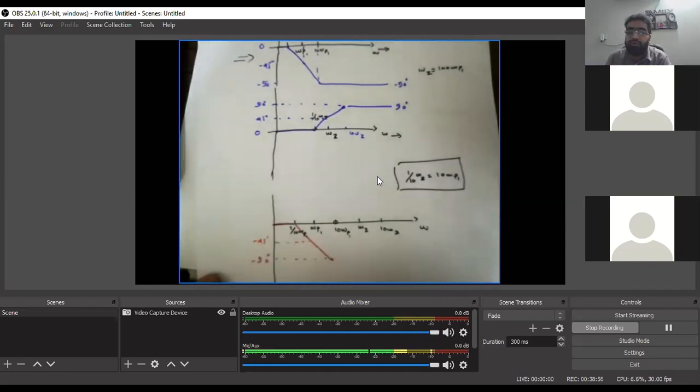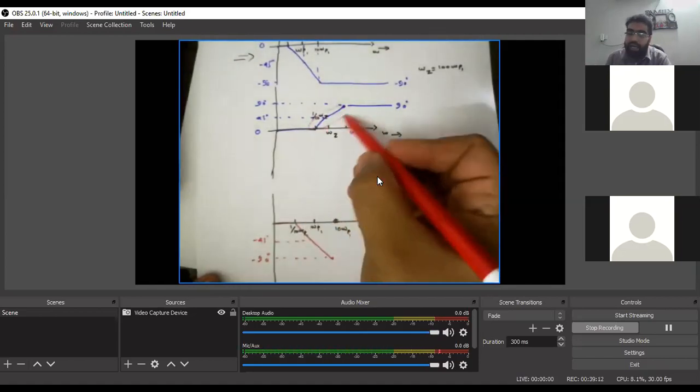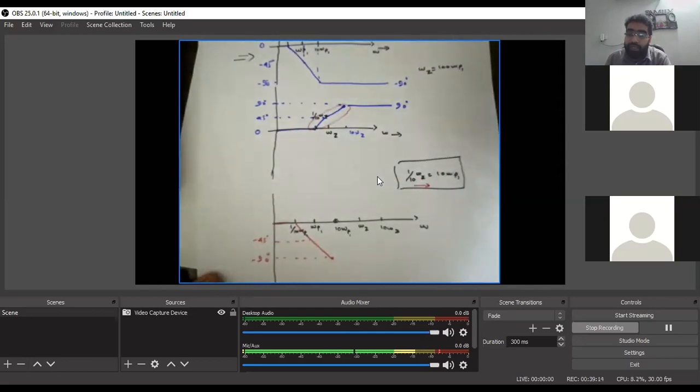Because there is no zero effect coming. Zero effect will start coming as we move after 1 over 10 omega z. And this point is of 1 over 10 omega z. So after this, the zero will start playing its action. So after this, the zero will start doing this action. And it's plus 45 degree per decade.